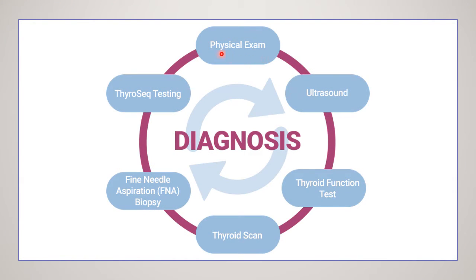Okay, this chart summarizes the approach: physical examination and history, very important, followed by ultrasound, thyroid function test, thyroid iodine scan, and fine needle aspiration. In patients where it is still undetermined whether it is a tumor, you can do the thyroseq testing, which is a genetic test to ascertain whether the nodule is malignant or benign.